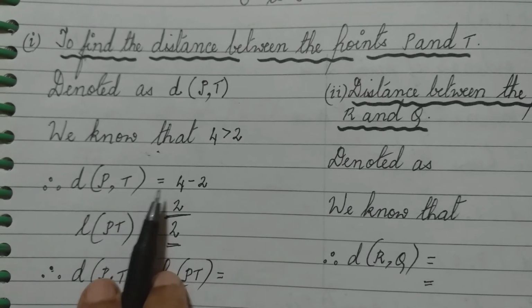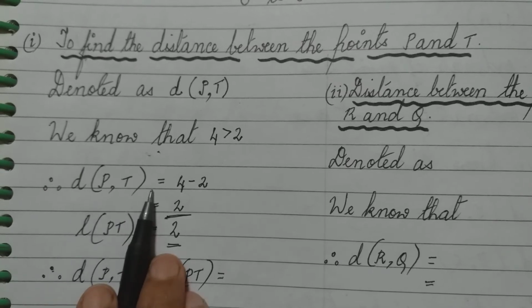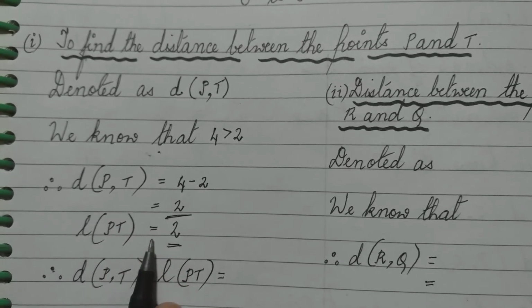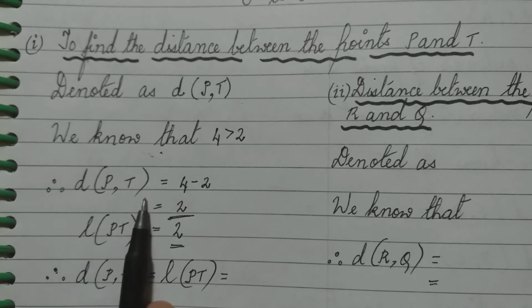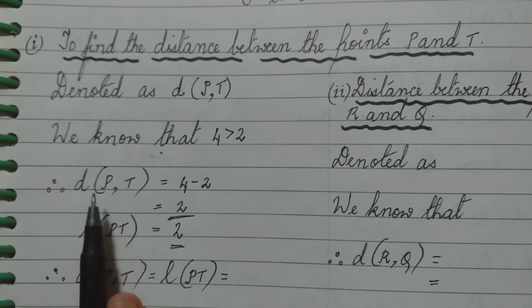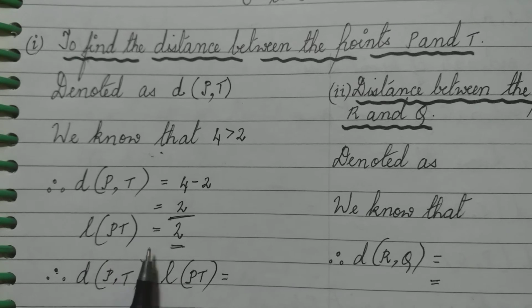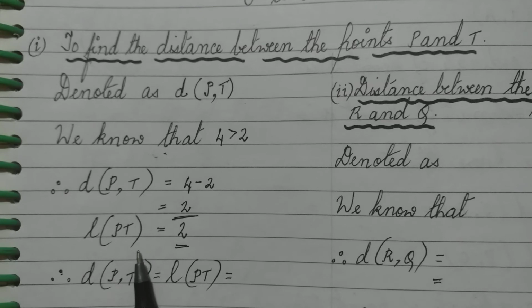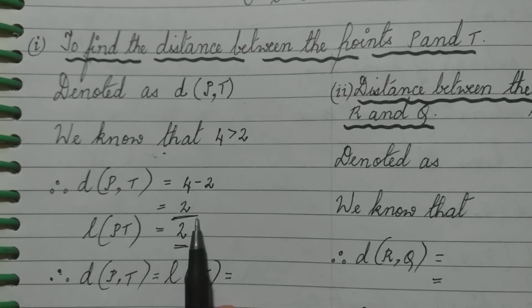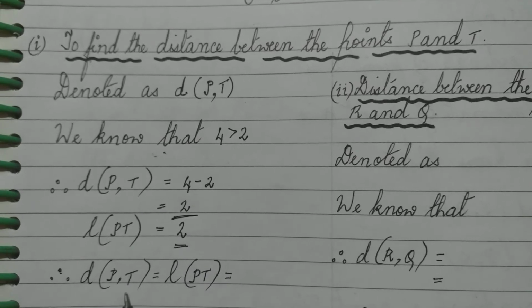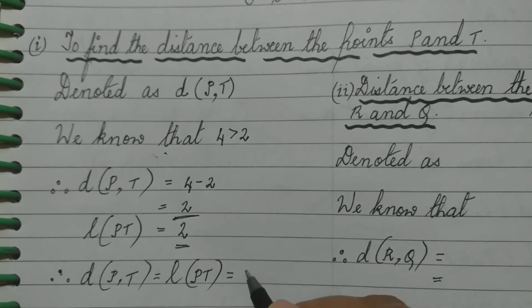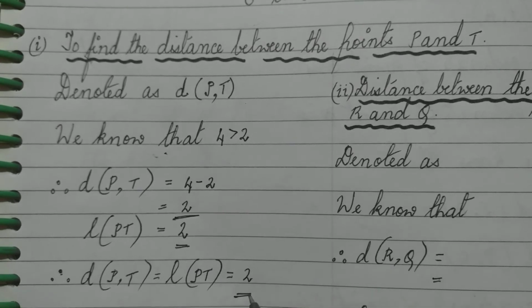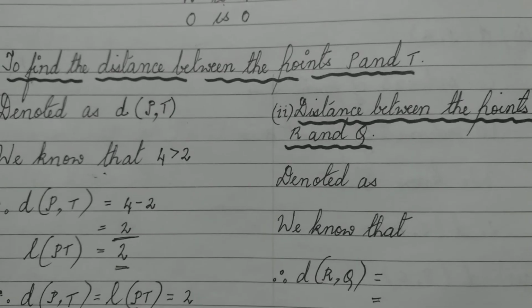Now what is the difference between writing distance between the points P and T and length of PT? You see here, when I write distance between the points P and T, I am putting a comma between the two alphabets. But when I write length PT, I just write PT, I don't put a comma there. So length of PT is equal to 2. But in both the cases, do you see the answer is the same, it is 2. So I can say that distance between the points P and T is equal to length of PT, which is equal to 2.